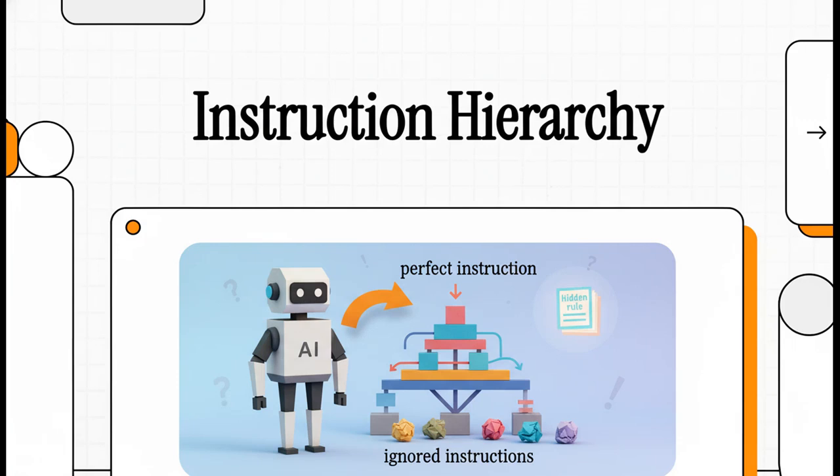You know that feeling, right? You spend all this time crafting what seems like the perfect, crystal clear instruction for an AI, only to watch the model completely ignore it? It's probably one of the biggest frustrations out there. But what if the model isn't being disobedient? What if it's just following a different set of rules that you can't see?